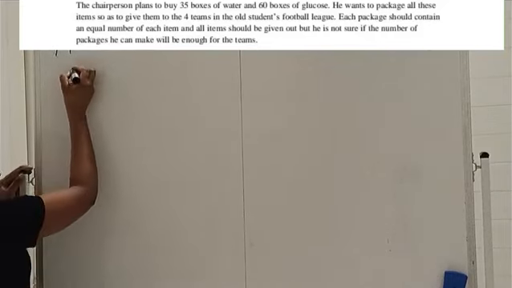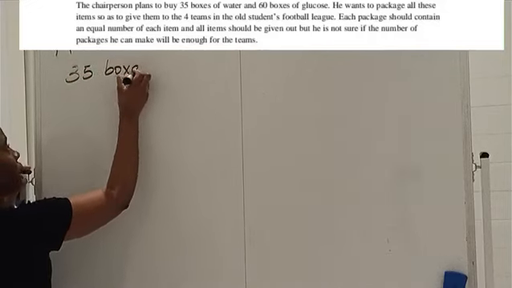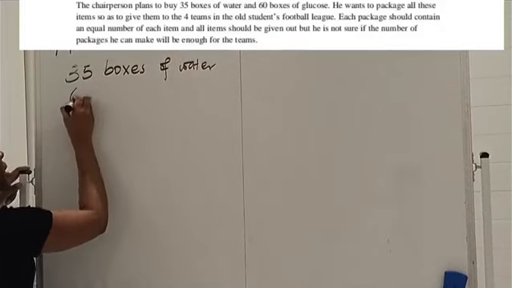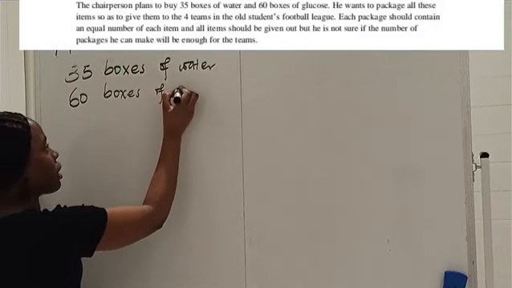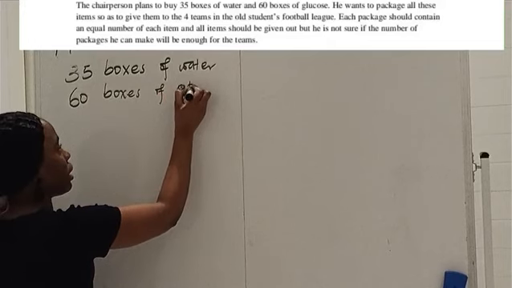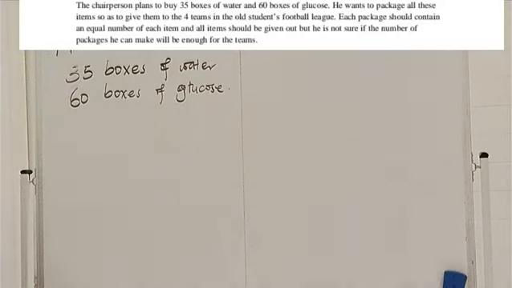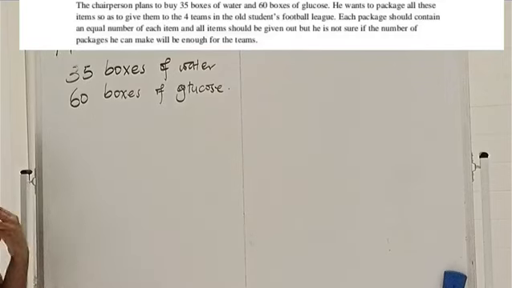Now when you look at that information, we have 35 boxes of water, and we also have 60 boxes of glucose. But we are supposed to package them and do an equal distribution. Wherever they talk about distributing equally, just know you're going to deal with the HCF, or the highest common factor.